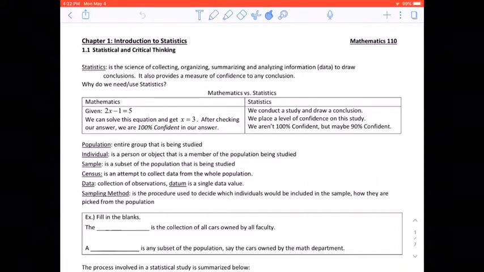So normally in a math class like algebra or calculus, you'll be given a problem and you solve it. You can check in the back of the book to see if that answer is correct. Whereas in statistics, you collect data, you have a study, you're trying to draw a conclusion from that, and you place a level of confidence on the study. And it's a way different approach, a lot more words, a lot more analyzing, a lot more critical thinking.